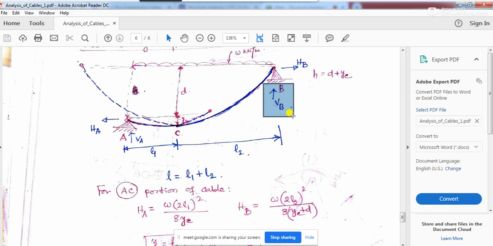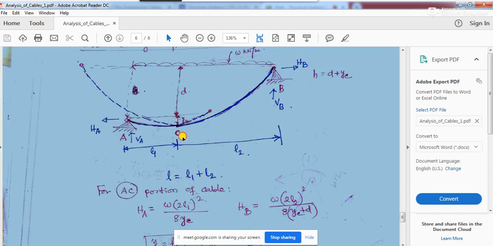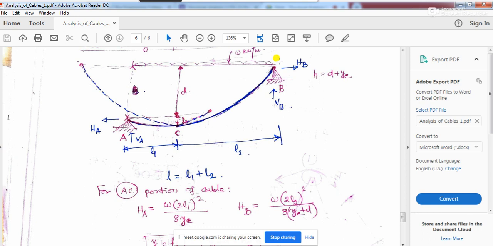Now, this can be very easily derived if you consider different equilibriums about this point C. That means if you take moment about C for this portion of the cable, and if you take moment about B, then you should be able to solve the equations. So what are the unknowns you have in this cable? You are going to have unknown VA and unknown VB, because VA is not going to be equal to VB.